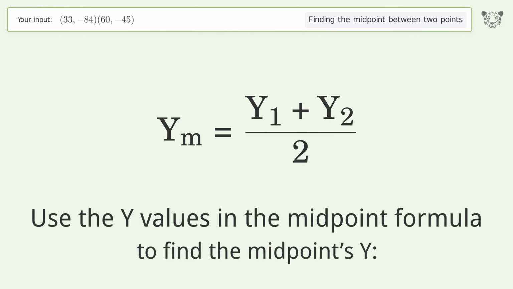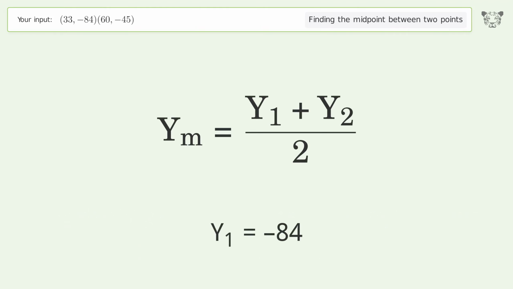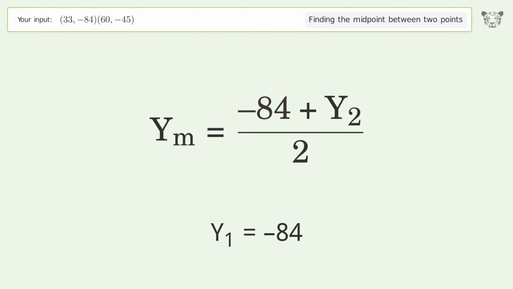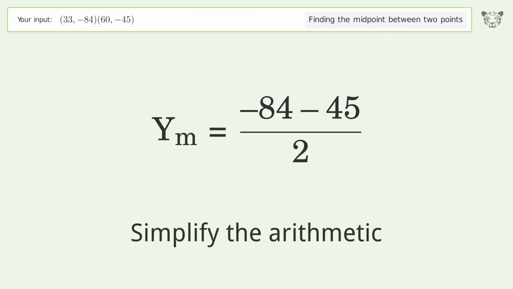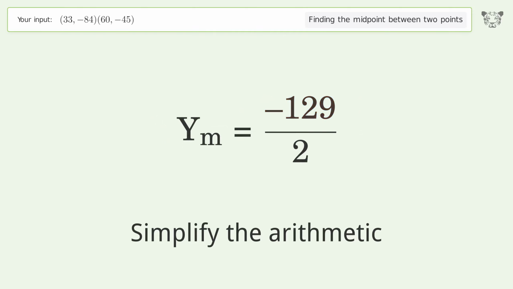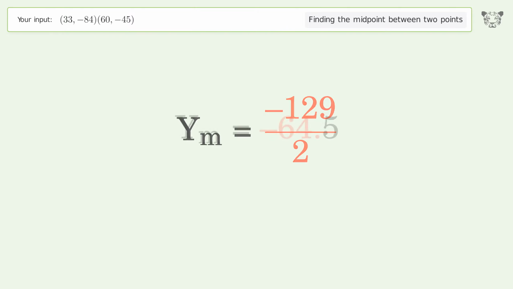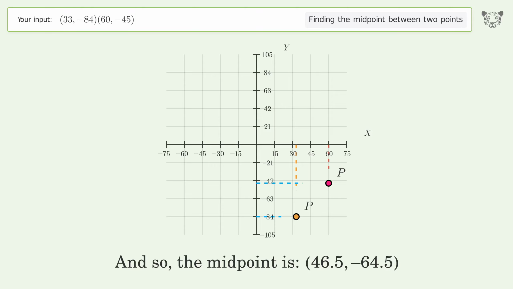Use the y values in the midpoint formula to find the midpoint's y. y1 equals negative 84. y2 equals negative 45. Simplify the arithmetic. And so, the midpoint is 46.5, negative 64.5.